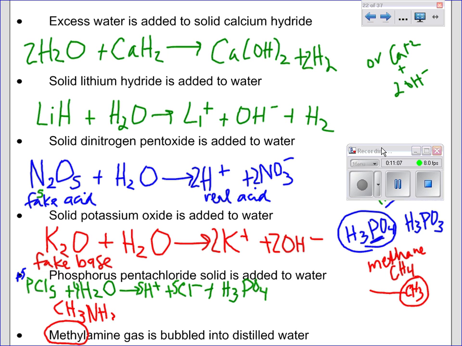Methylamine, that's it. CH3NH2. This is the squiggle right here. And we're going to bubble it into distilled water. So anytime you add an organic base to water, it's that Lowry-Bronsted reaction I was telling you. H is going to leave and hop onto the nitrogen, making methylammonium. That's where the alkylammonium ion word comes from. And what does it leave behind? The OH minus. Again, that's super, super specific.